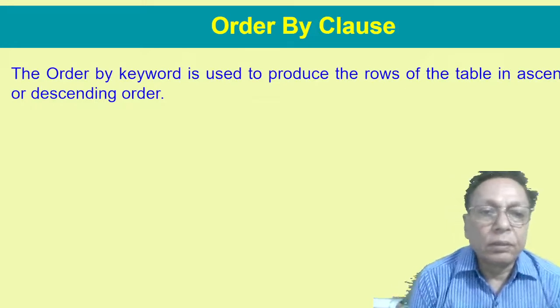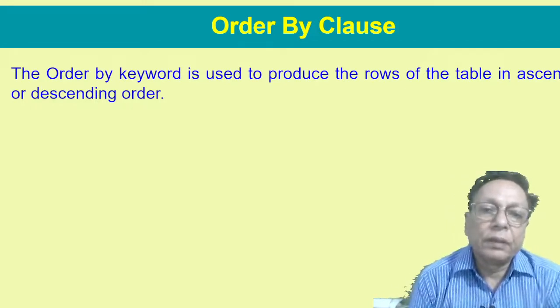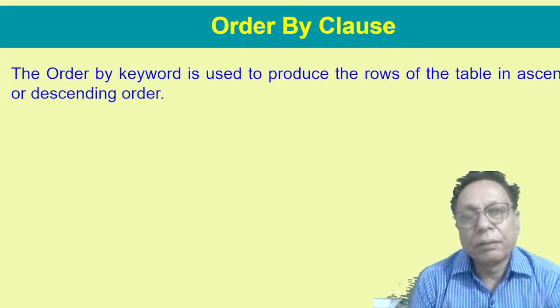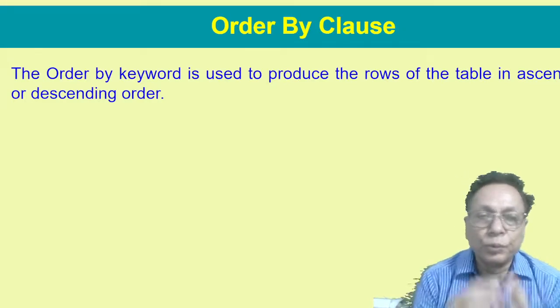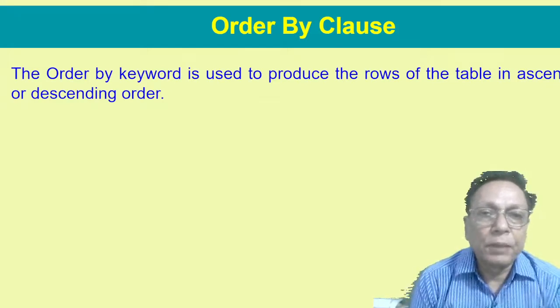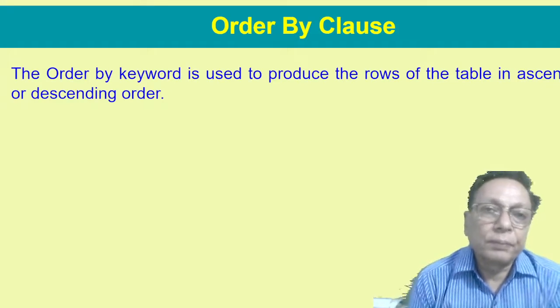Basically, the ORDER BY clause or ORDER BY keyword is used to produce the rows of the table in ascending or descending order. Means if you want to sort the content of your table, then you can use the ORDER BY clause or ORDER BY keyword.